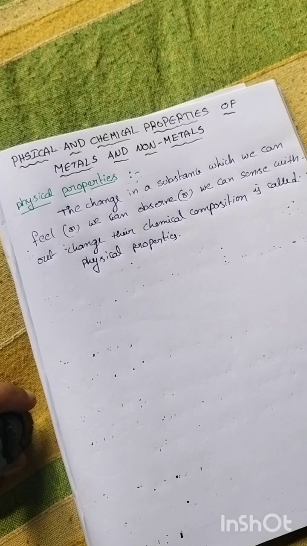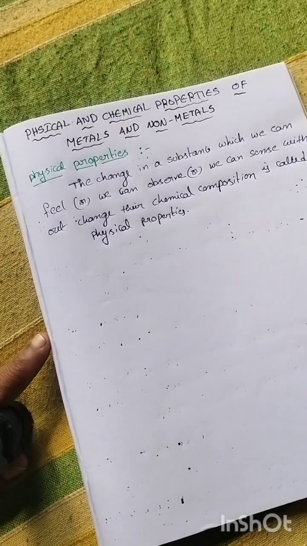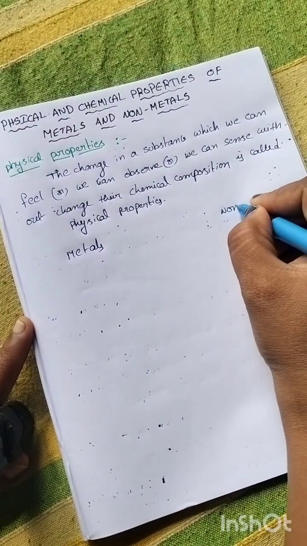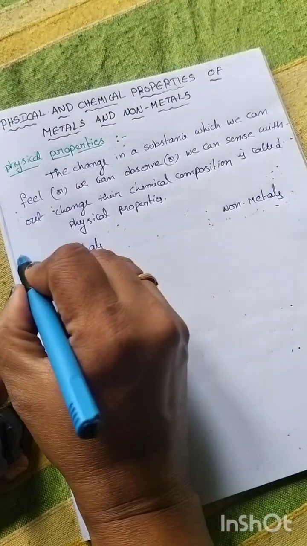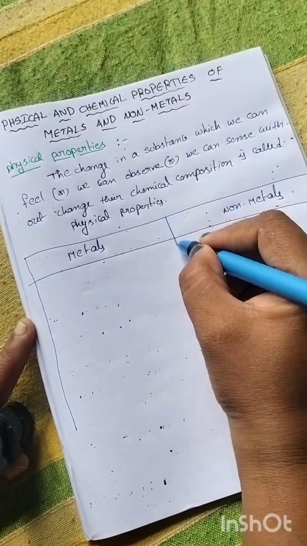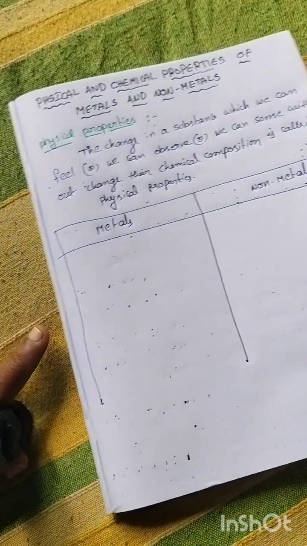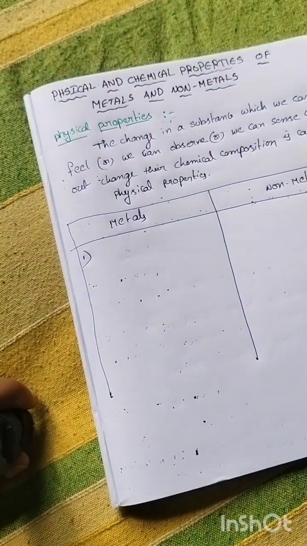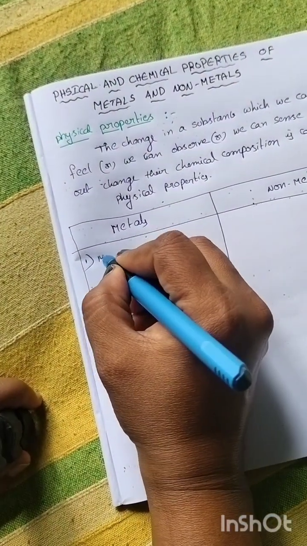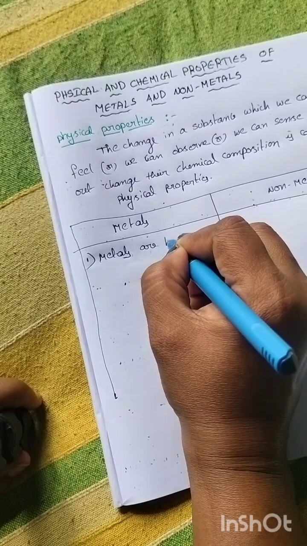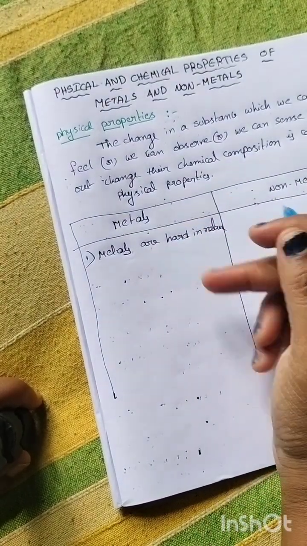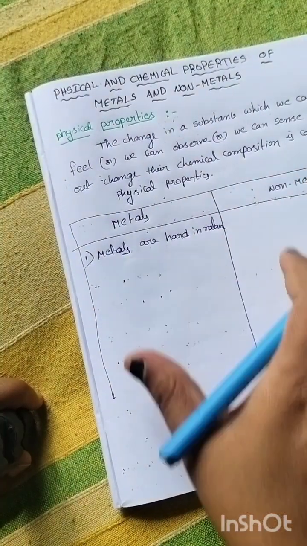Now I am going to tell you some physical properties of metals and non-metals. I will draw a rough table so that you can understand very easily both the physical properties of metals and non-metals. So the first physical property of metals: metals are hard in nature. For example, iron, copper, silver, gold. These are examples of metals.